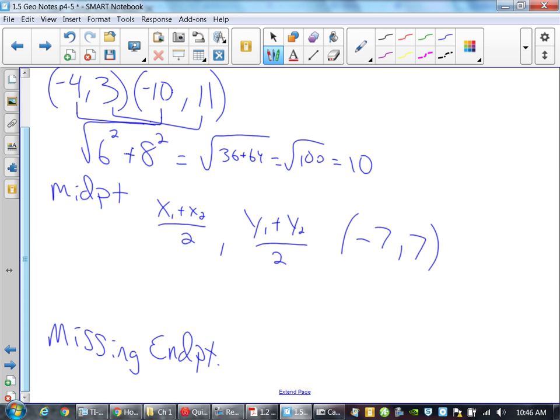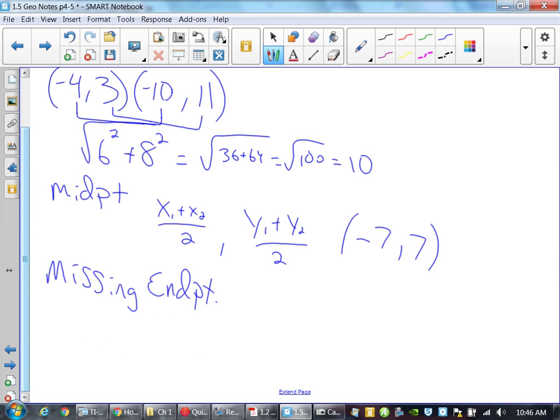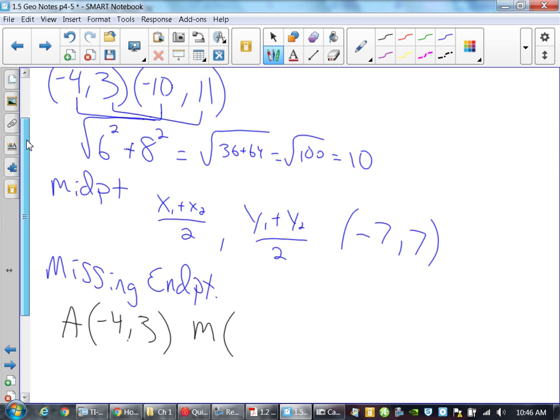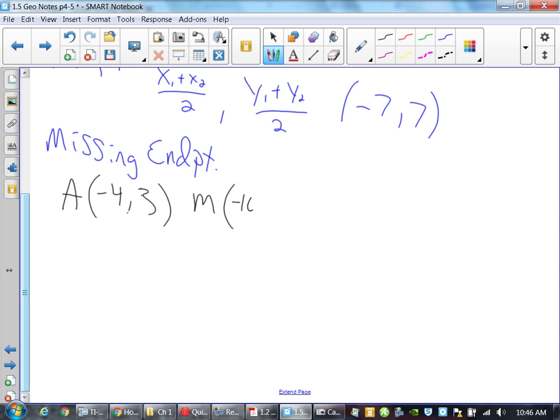And then the last part is if you did the missing endpoint. If you knew you had a midpoint and you had to find a missing endpoint, we'll reuse the same thing here. Let me move this up. So point A was -4 and 3. The midpoint was at, what did I say it was? -10 and 11. Where's point B for the missing endpoint?